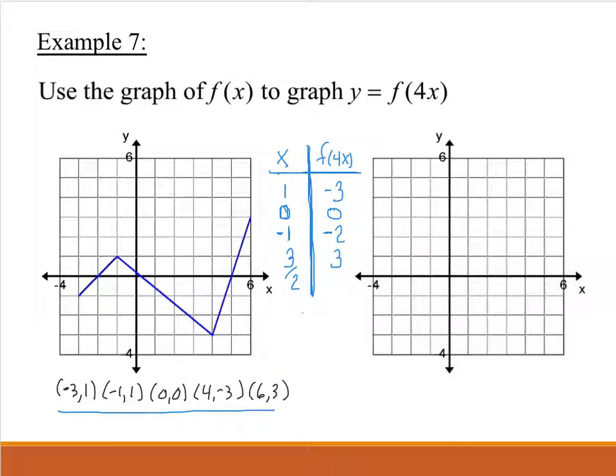So we will go ahead and plot the points. In our case, we have 1, -3. So at 1, -3, we have 1, 2, 3. We have a point here. And we have a point at 0, 0. We have a point at -1, -2. We have a point at 3/2, 3. 1, 2, 3.